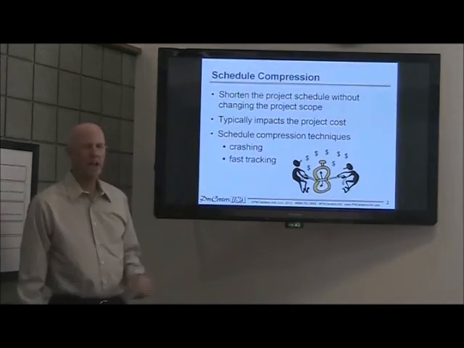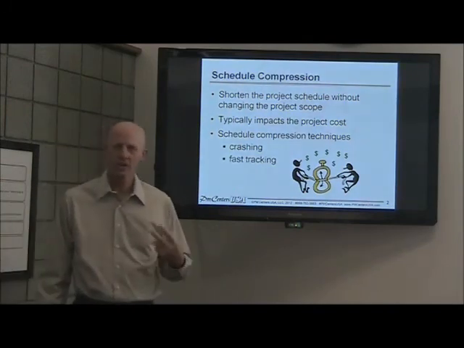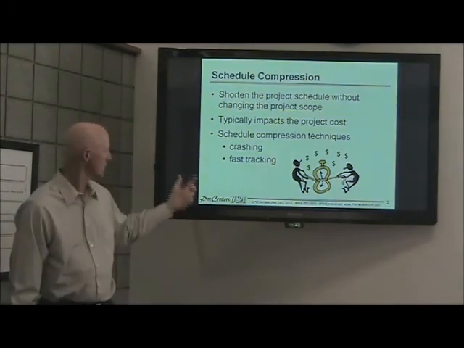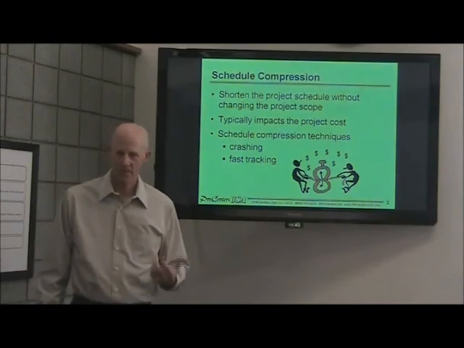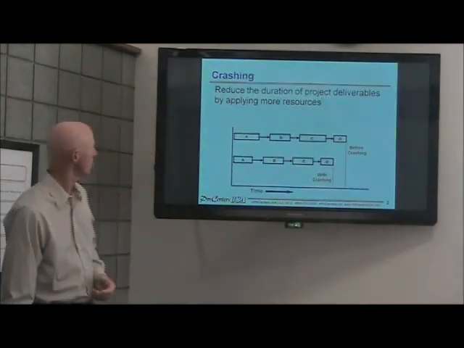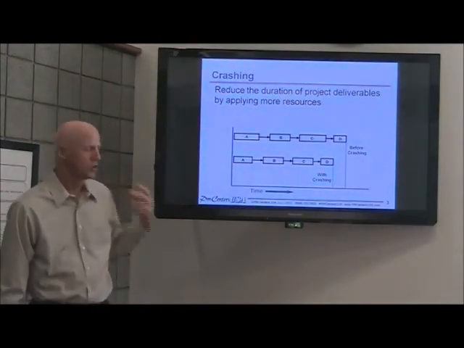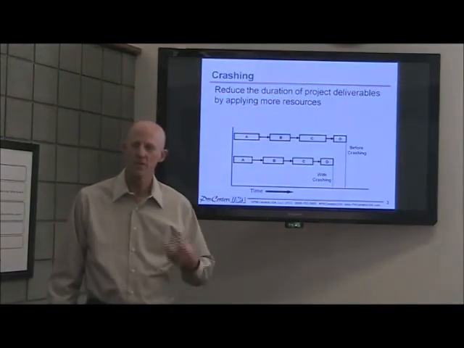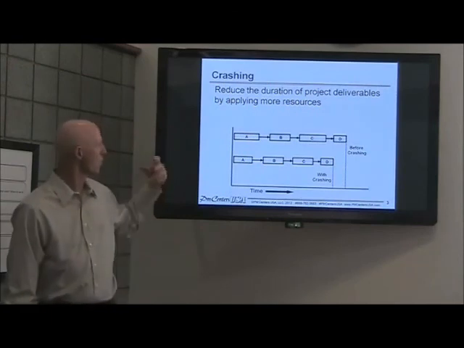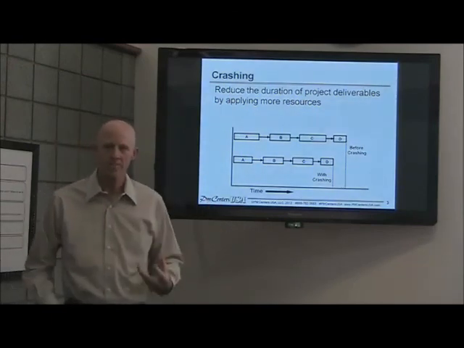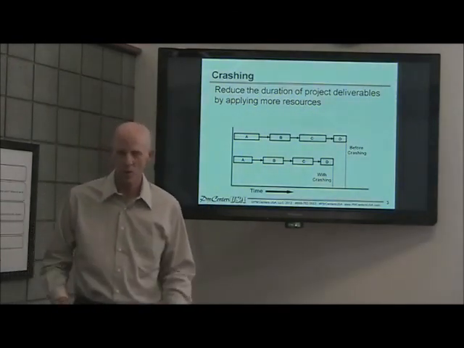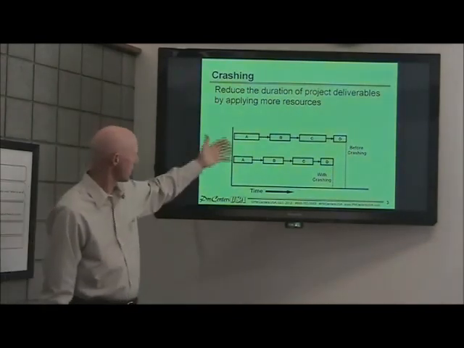The techniques that are commonly used, there's really two of them I'm going to cover today. The first one is crashing and the second one is fast tracking. So let's jump in and take a look at both. Crashing, what it does, it reduces the duration of your scheduled task by throwing more resources at it. That's what it's all about. More people, more equipment.